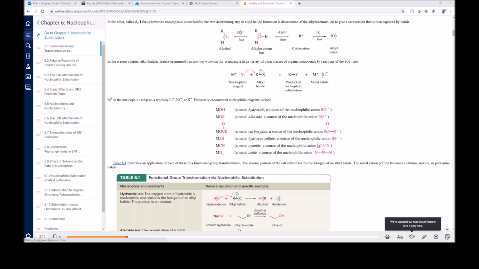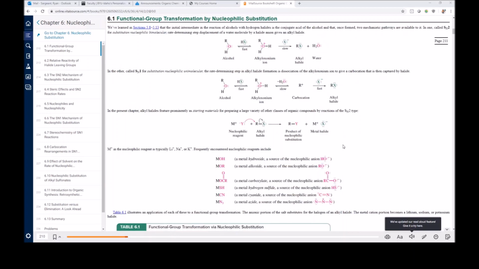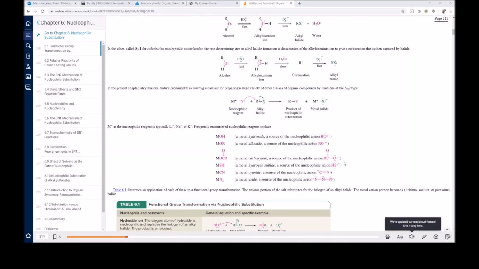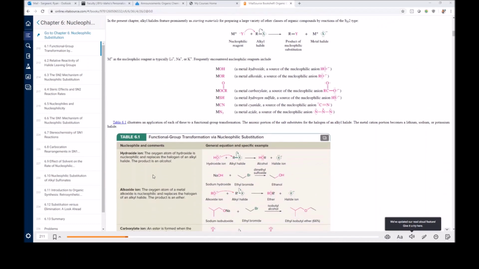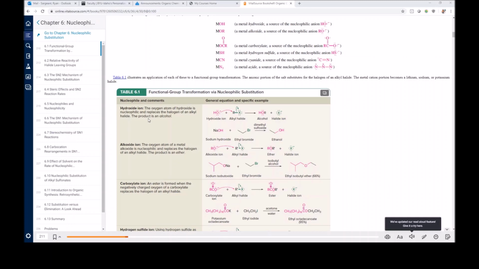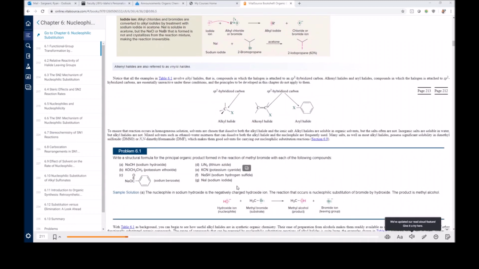All right, here's a snippet from your online textbook. This is the Carey, I forget which edition we're looking at. But question 6.1 right here asks you to run, that's table 6.1. Let's find question 6.1. Here we go. So here, you're asked to react methyl bromide with each of the following compounds. And each of these compounds right here represents common nucleophiles that you need to be familiar with.